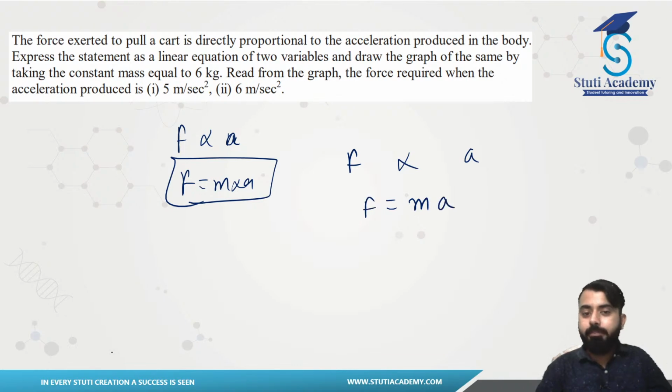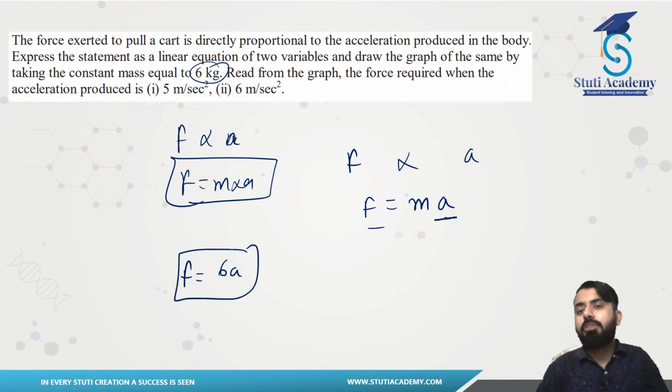So F will be equal to ma, where acceleration is not fixed and force is not fixed, but whatever the mass of the object is, that will be constant. You have to draw this graph, and you have been given that the constant mass is 6 kg. So force is equal to 6a. Now you can write as many solutions as you want. If your acceleration is 5, then force will be 6 into 5, which is 30 newtons.